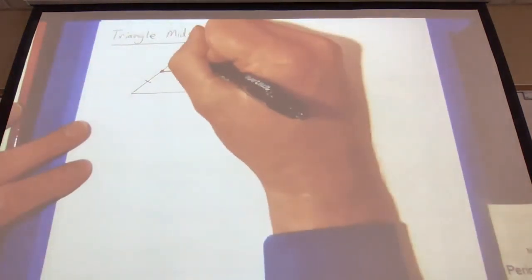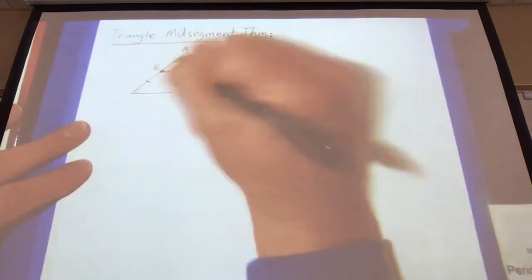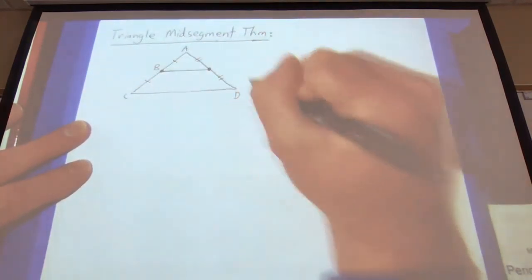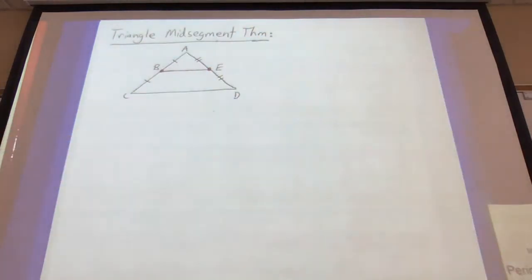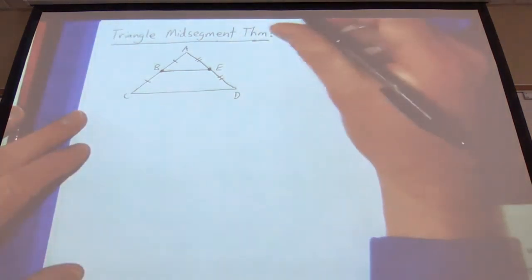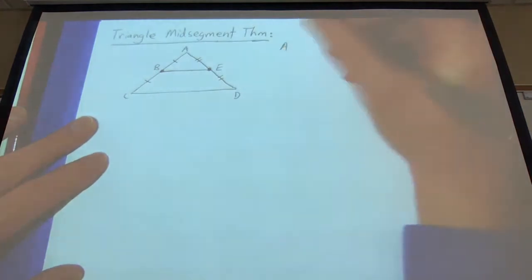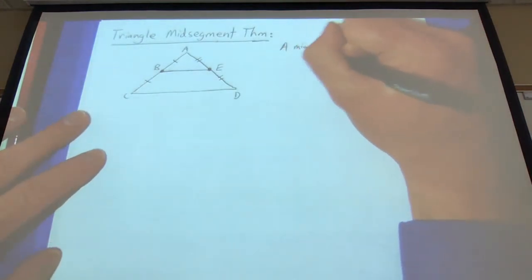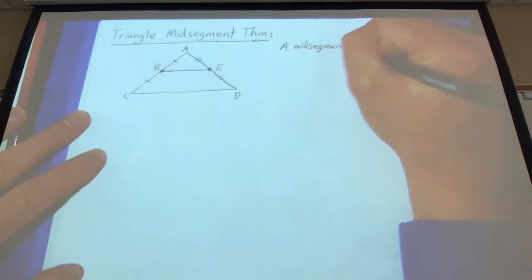And just to help us out here in a little bit, let's go ahead and label these parts A, B, C, D, and E. And the triangle mid-segment theorem is going to tell us 2 things. I'm going to go ahead and write this part here. Mid-segment of a triangle is going to do 2 things.